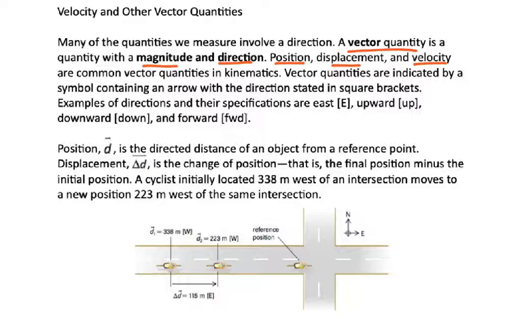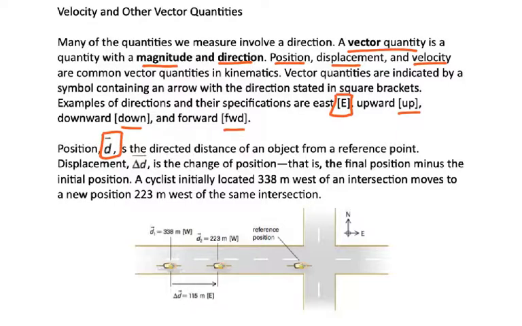Vectors will have an arrow over the top of the variable, as we can see here with position. That arrow indicates that we're talking about a vector, and you will either be given a direction or need to determine one. The direction that's attached is put in square brackets. We could have the compass directions, northeast, southwest, up, down, forward, really whatever makes sense.